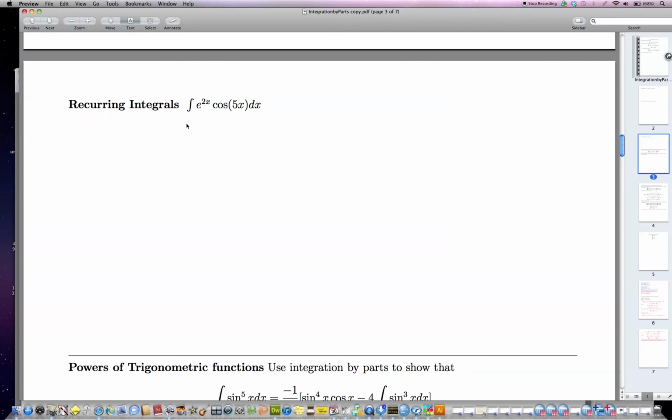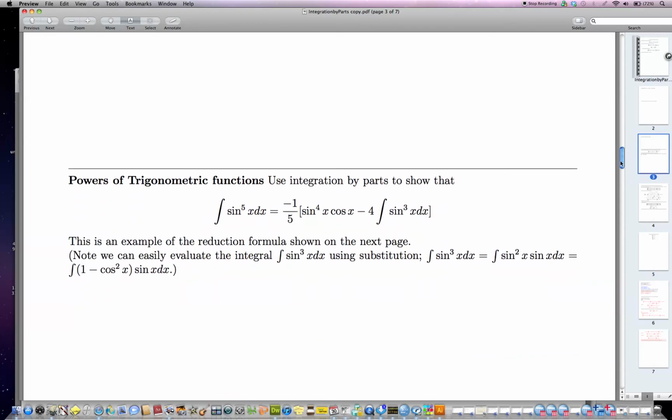And lastly, we'll look at recurring integrals. So this involves applying integration by parts more than once, and then the same integral crops up on the right-hand side of your equation again, and you have to use algebra to solve for the initial integral. And this also works for powers of trigonometric functions. The low powers of sine and cosine we can deal with using formulas from trigonometry and substitution. We can use substitution for sine cubed. But then higher powers of sine and cosine, we can actually use integration by parts.